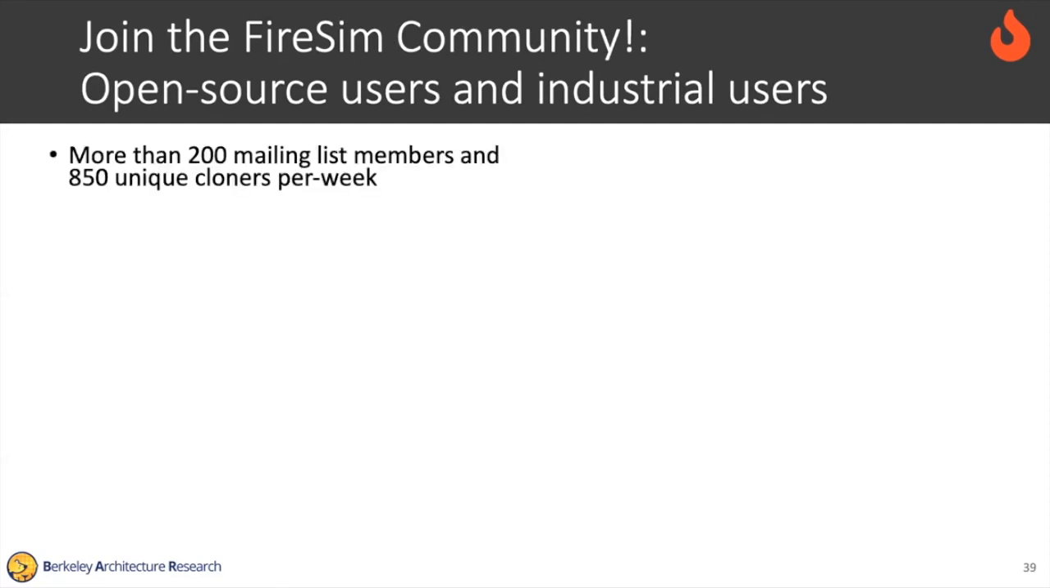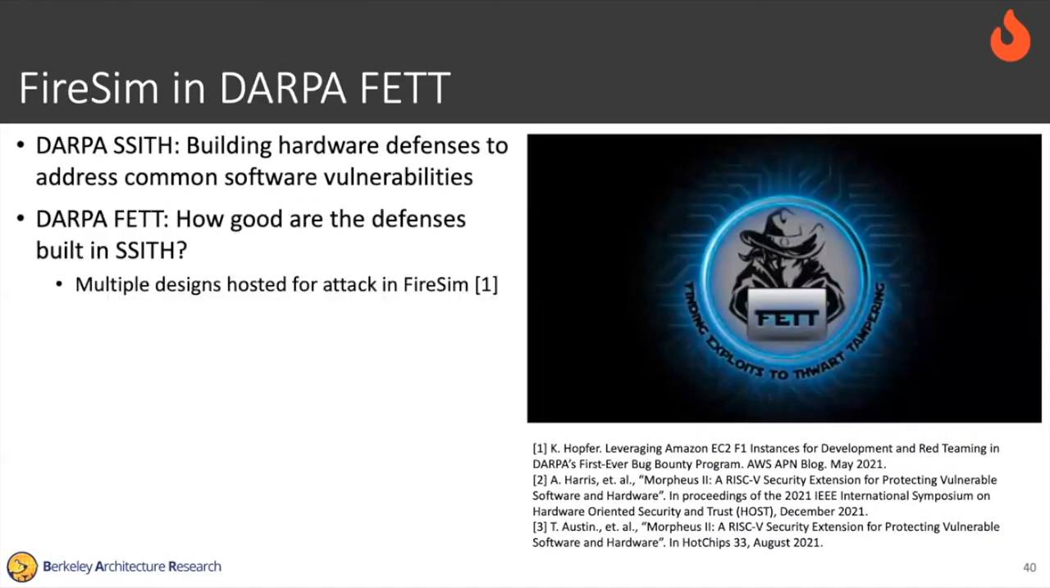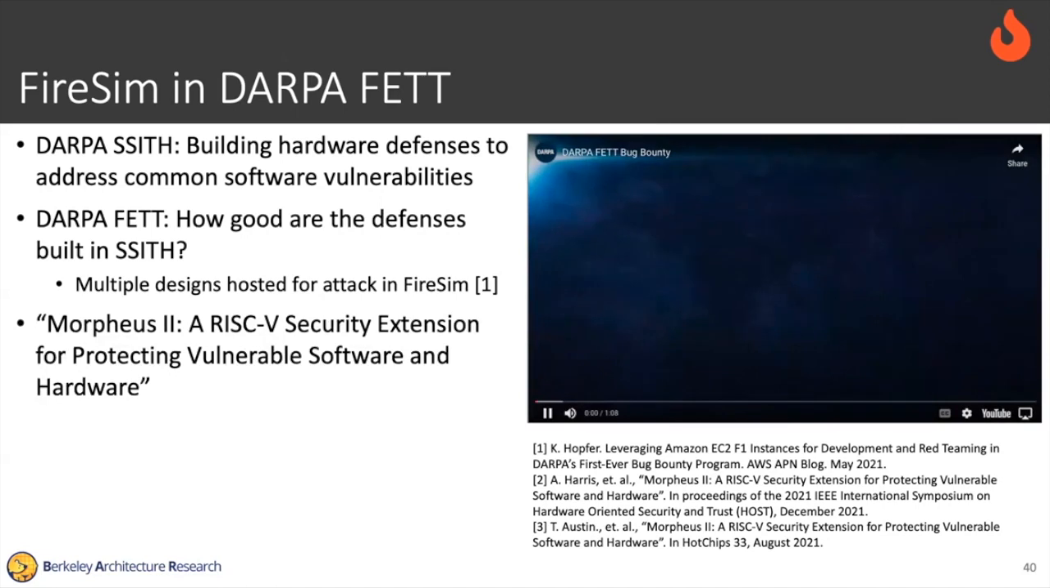Okay, just to sum up about the community. I already said this morning, a bunch of people in the community are starting to use FireSim, lots of projects have public FireSim support, and lots of companies have publicly announced using FireSim, including SiFive, writing a validation paper at VLSI, comparing their shipping silicon versus a FireSim model of that silicon. And then more recently, Galois adapting FireSim for use in the DARPA FETT program to basically host other people's security augmented RISC-V designs for attack on the cloud.